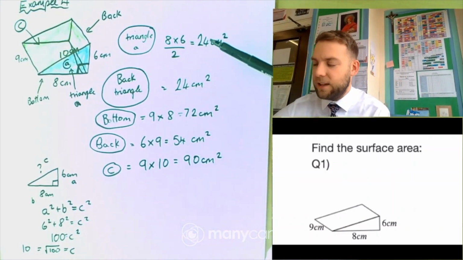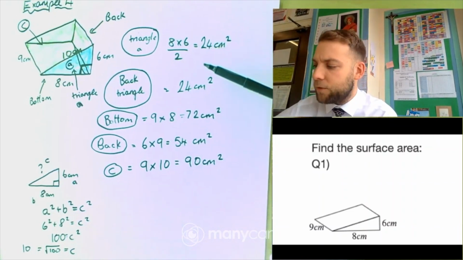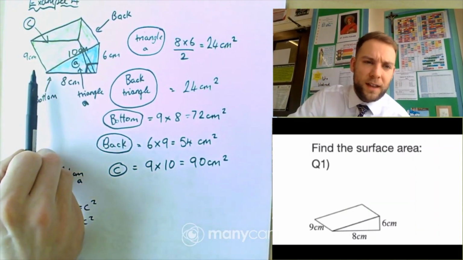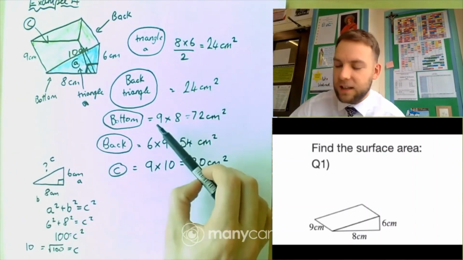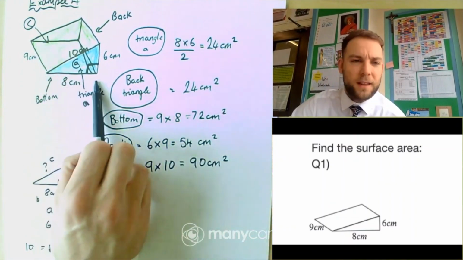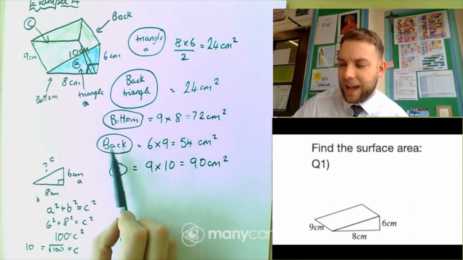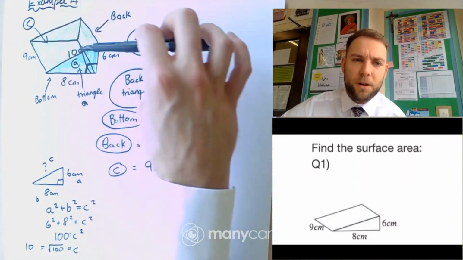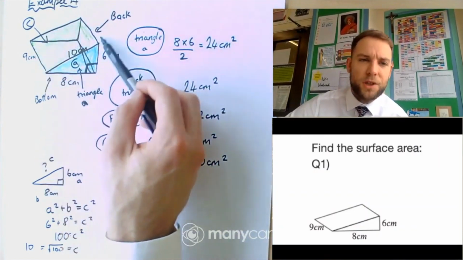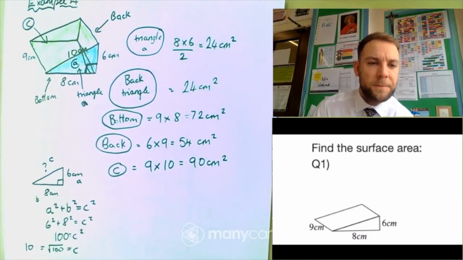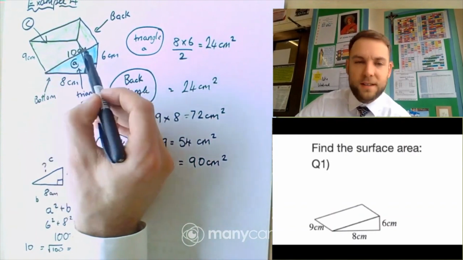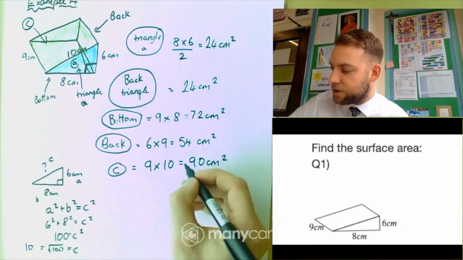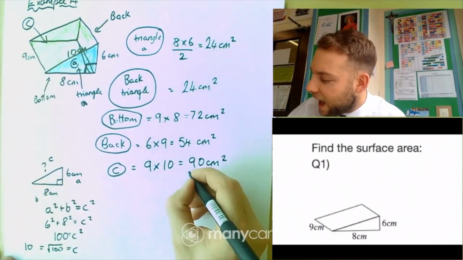So then here we've got the front triangle A, we've got the back triangle 24, we've got the bottom of this, which is a rectangle, which is 9 times by 8, so 9 here times by the 8. We've got the back here, which is 6 high, and then it's 9 deep, the same as this part here. And then this top one here, this was the hard one, this is what makes this a little bit trickier, is the fact that we don't know what this is, but we can use Pythagoras to work this out. So it's going to be 9 times by 10, which is the 90, this rectangle on top.